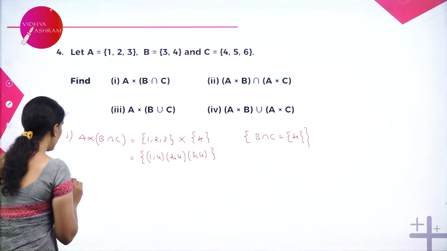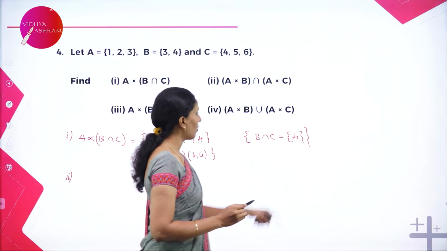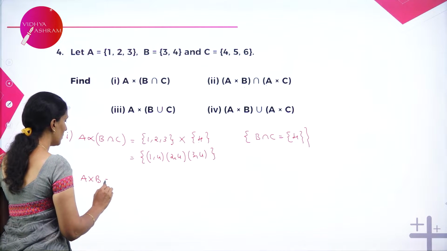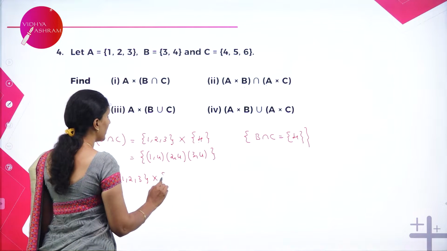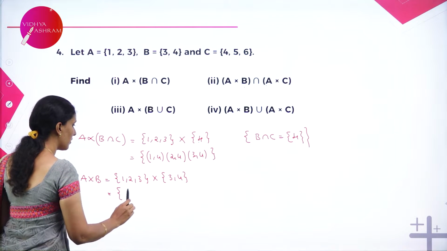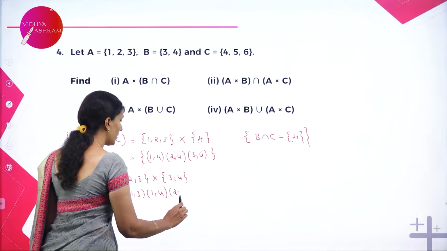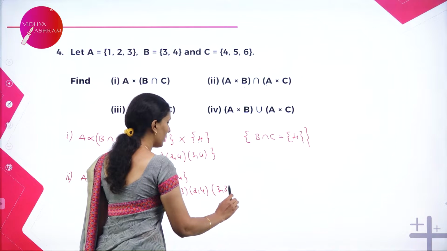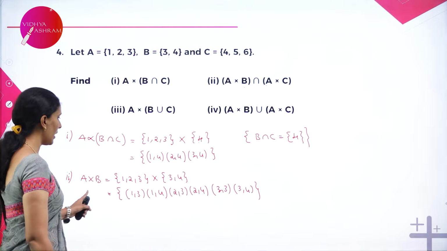Now let's see the second one. For the second one, first we need A cross B, then we need A cross C. So first let us take A cross B. So set A is {1, 2, 3}. Set B is {3, 4}. So pairing this we will get (1, 3), (1, 4), (2, 3), (2, 4), (3, 3), (3, 4). So this is our A cross B.